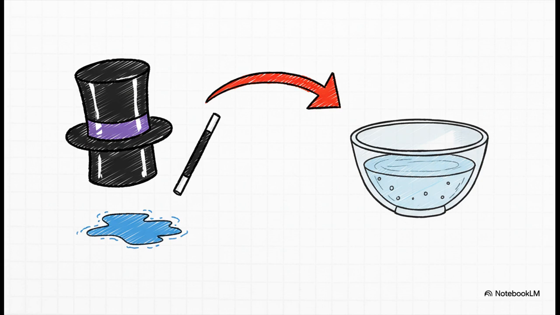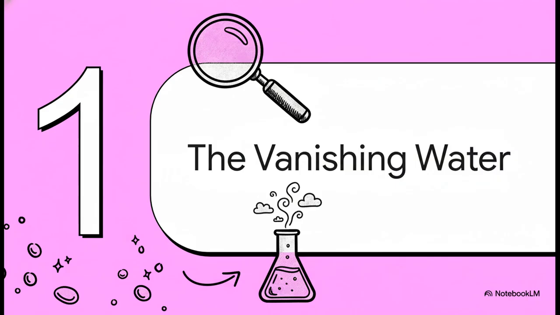And to really get our heads around it, we're going to start with something super simple, something you could literally do in your own kitchen, a bowl of salty water. Believe it or not, this is going to explain everything. Okay, so let's put on our detective hats. Our first mission, should we choose to accept it, is to solve the case of the vanishing water.